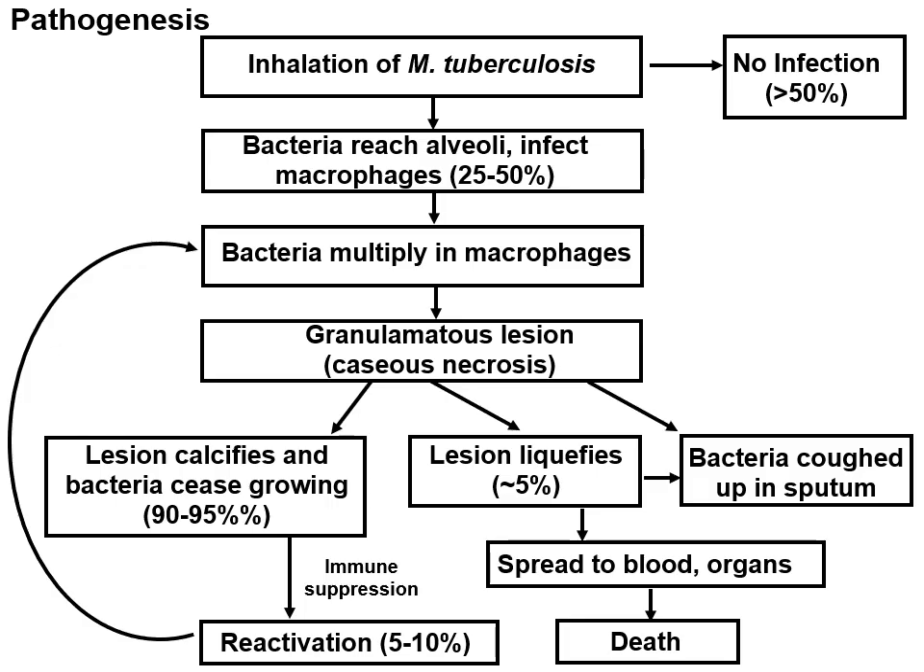So what about the minor proportion of the population who did not get calcification? In that case, what happens is the caseous necrosis lesion will liquefy, and again you start shedding or coughing the bacteria in the sputum. And what happens in these people, if this is not appropriately dealt with, is that the organism will spread to the blood, to the organs, eventually resulting in death.